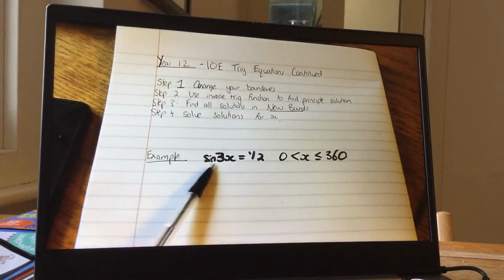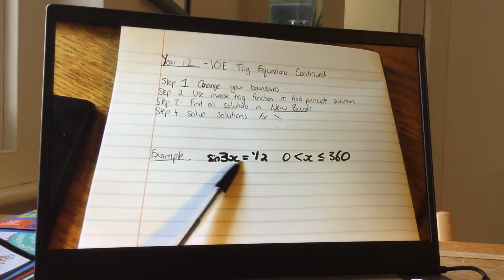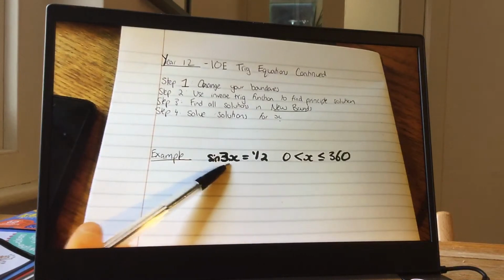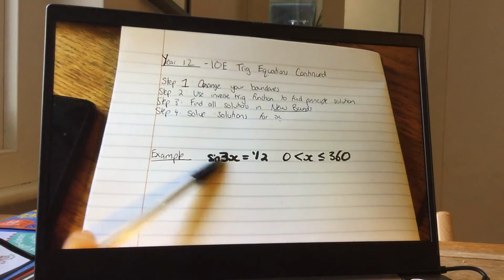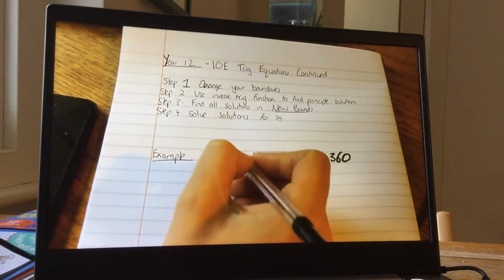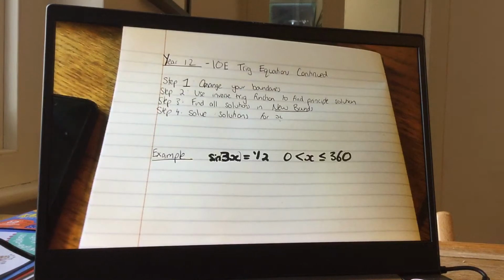Okay, so the equation we have to solve is sine 3x equals a half. Now this is trickier than a normal question because until now we've not had what we call this linear transformation. So this is like sine of something that's in the form y equals mx plus c. So we have to deal with how we solve these.